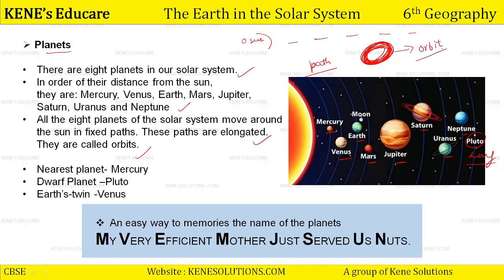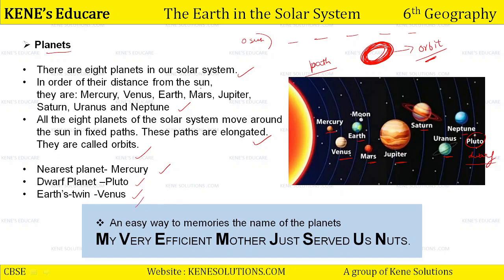So we do not say that planets are moving in their path. We say planets revolve around the sun in their orbit. This is the correct language to use whenever we talk about planets revolving around the sun. The nearest planet to the sun is Mercury. The dwarf planet is Pluto. Earth's twin is Venus, because there is a lot of similarity between Venus and Earth. There are a lot of common characteristics between Earth and Venus, and we also call it the sister planet.